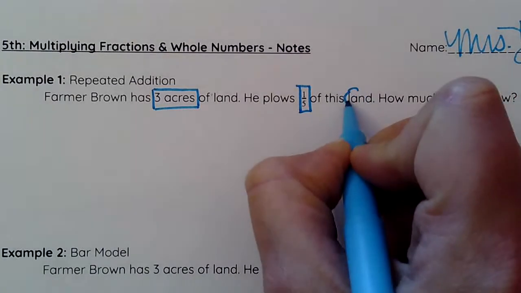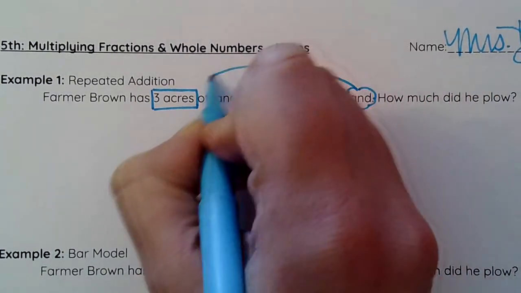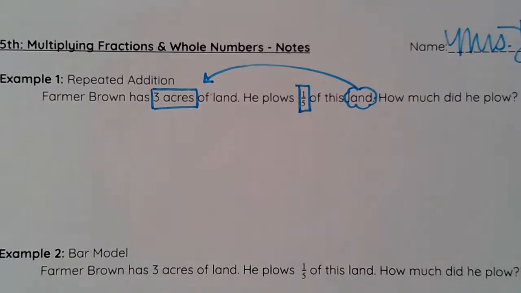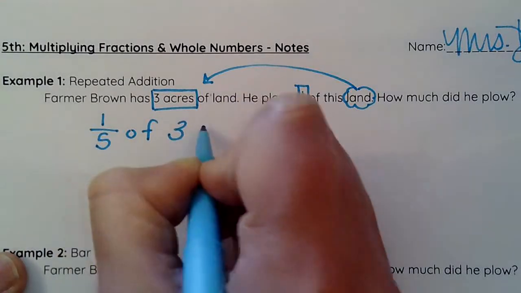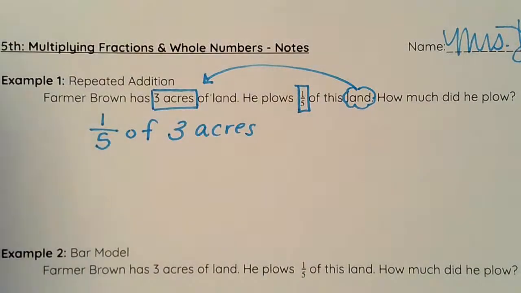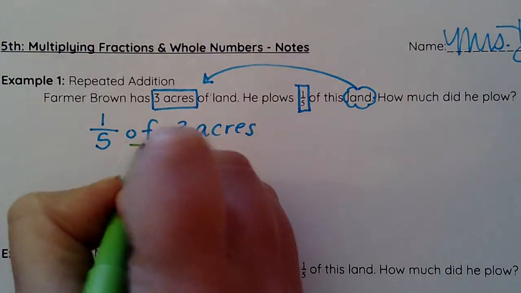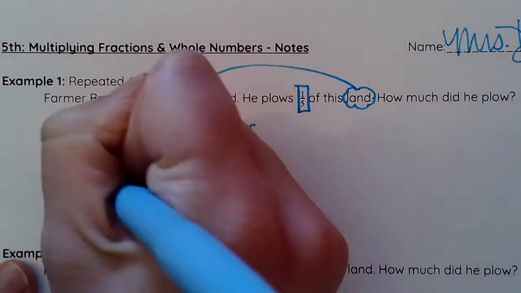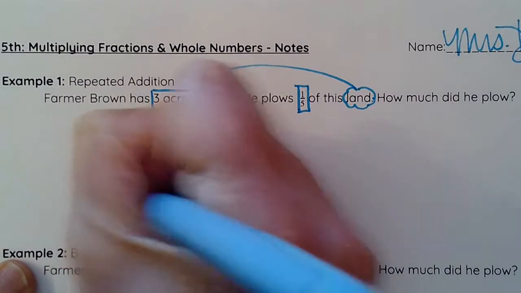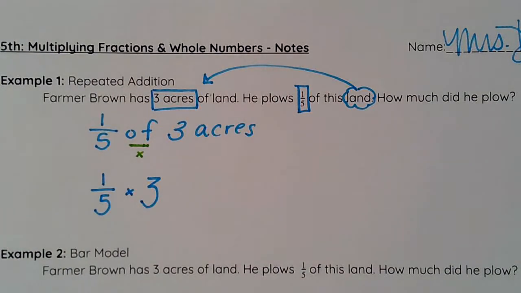The land is 3 acres. So I'm going to write that out. He plowed 1/5 of 3 acres. It's important to know that when we see this word "of," it means to multiply. 1/5 of 3 acres simply means to multiply 1/5 times 3. Now, this is what we're going to use the entire lesson today. But first, let's get back to the basics of multiplication.